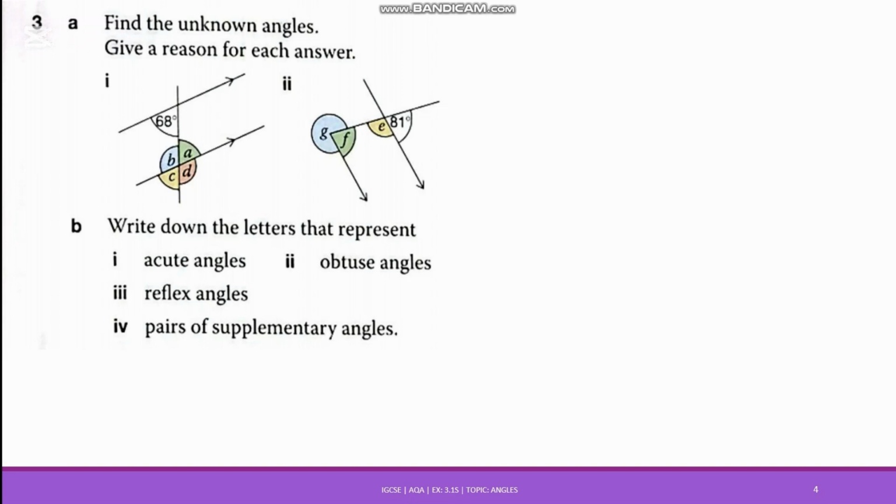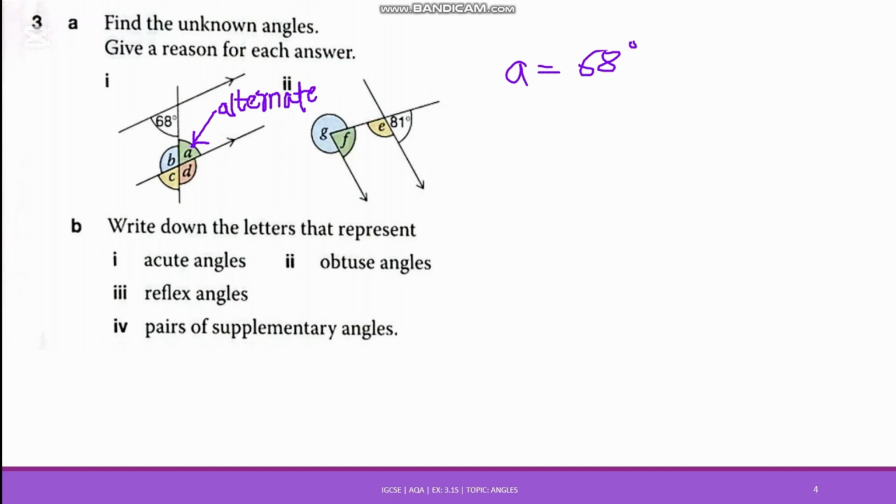In question number 3, part A, we have to figure out the unknown angles by considering the two parallel lines and there is a transversal on it. So here, if you see, they have mentioned 68 degrees, and we have some other unknown angles on the parallel lines. A is actually the alternate angle. So the size of alternate angles will always be the same. So it means the size of A will be 68 degrees.